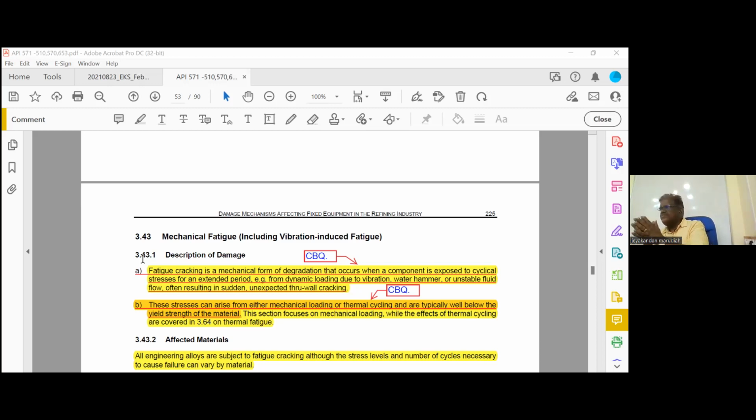Now, fatigue cracks will affect all materials. How will the appearance be? That is actually a regularly asked exam question.